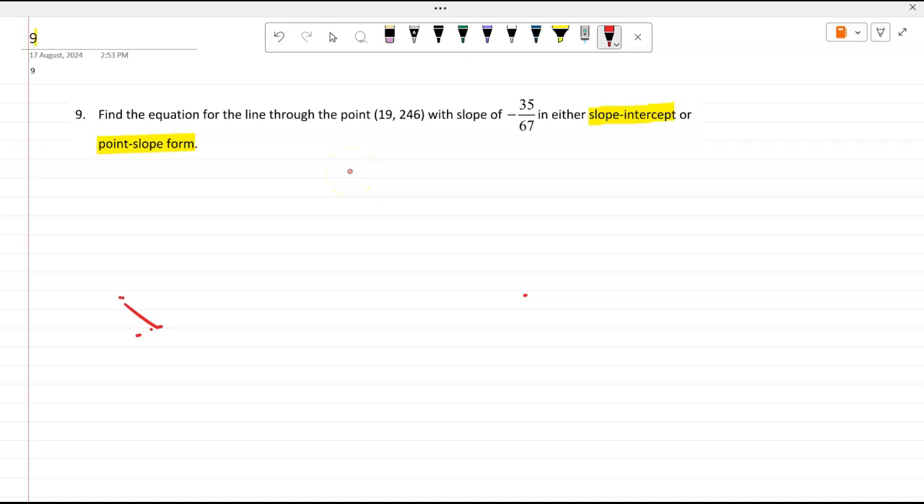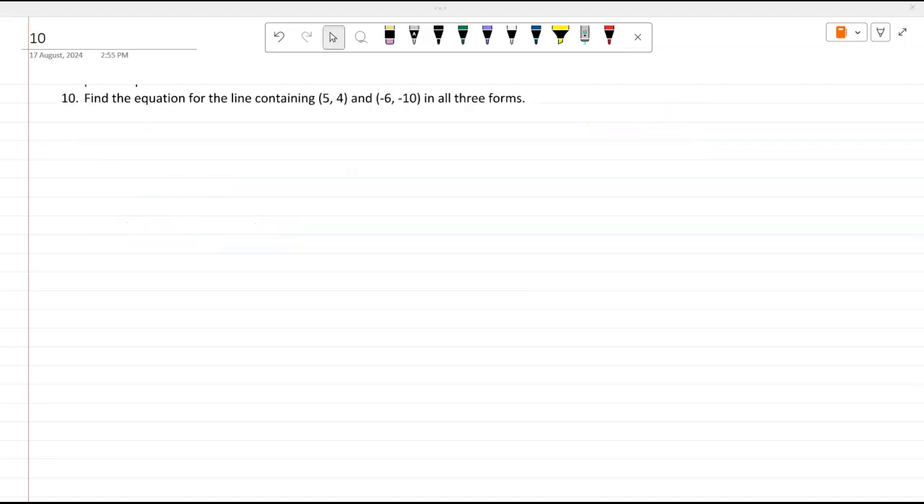Okay, so y minus y1. So y minus 246, m into bracket x minus x1. That's your point slope form. So y minus 246 is equal to minus 35 over 67, x minus 19. That's it, you can leave it. So all the three forms, we'll have to write the equation.